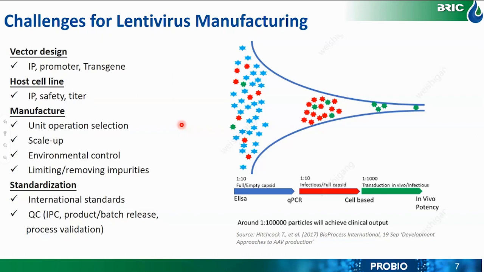For the manufacturing operation, there is unit operation selection, the scale up, the GMP environment control, and limitation or removal of impurities from the process. Also there is a lack of standardization, international standards, QC, in-process control, product and batch-to-batch release, and also process validation for manufacturing in future.